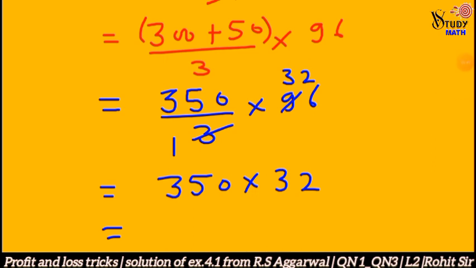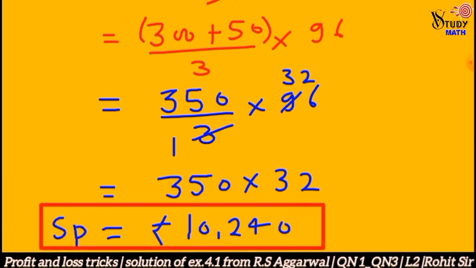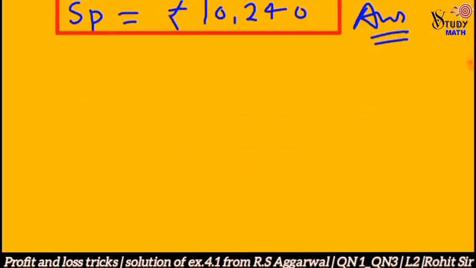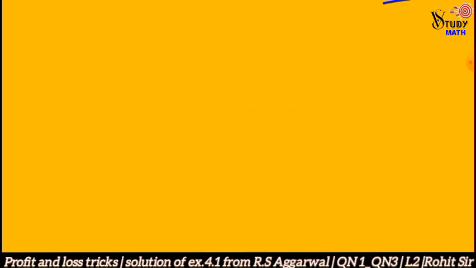Now 350 going to multiply 32, and it is equal to rupees 10,240. This is the answer. Let's close the bracket and write the answer. I hope you understand. Now move to the next part of question number 1.